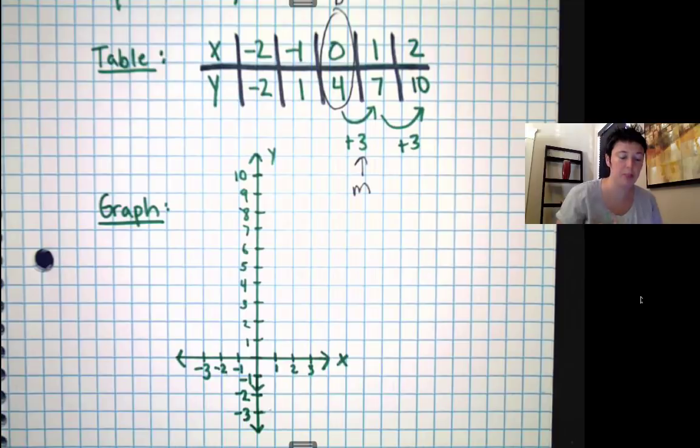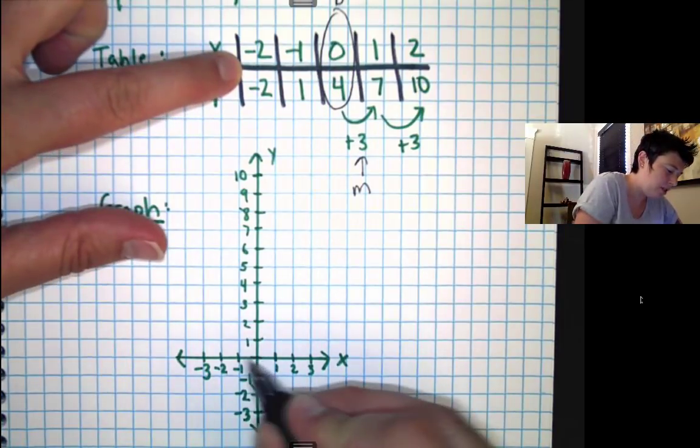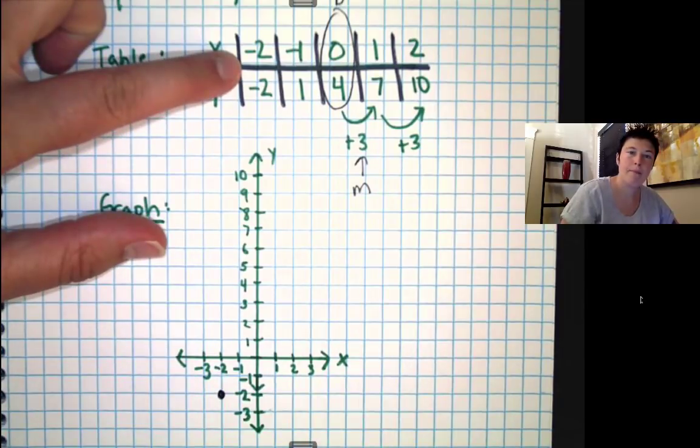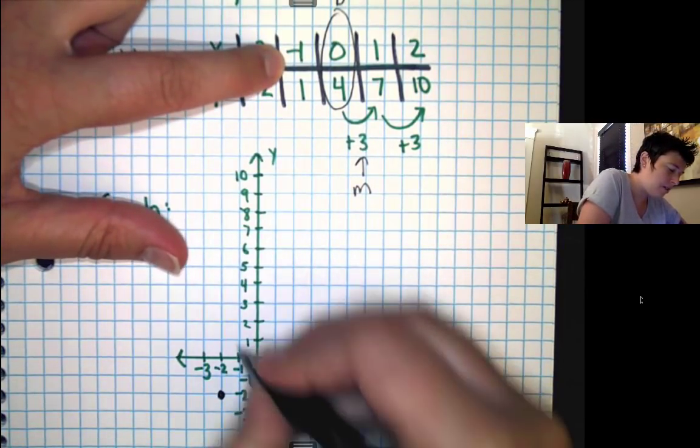The graph is set up. Let's plot some points and put the graph together. So my points start at -2, -2. So I'm going to go -2. I'm going to go down to -2. I'm going to put a solid point right there. Then I'm going to go to -1, +1. So go to -1, up to 1.